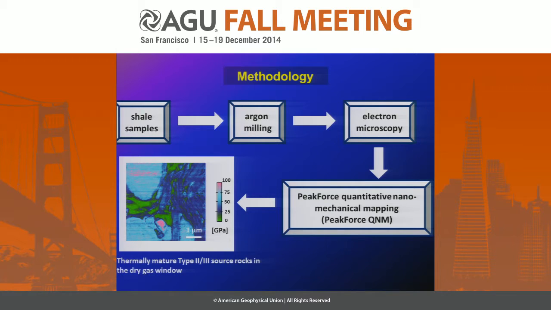Just a little bit more about the methodology. We take our shale samples and argon mill them to get a very smooth nanoscale finish. We then look at the surface with electron microscopy to identify regions of interest. We then go back to the atomic force microscope and map those regions of interest. Often we go backwards and forwards between electron microscopy and the AFM, getting better and better images. What I'm going to be showing you today is results from rocks that are thermally mature, with type 2, type 3 kerogen source rocks, and they're in the dry gas window. So we're talking about very, very mature rocks.